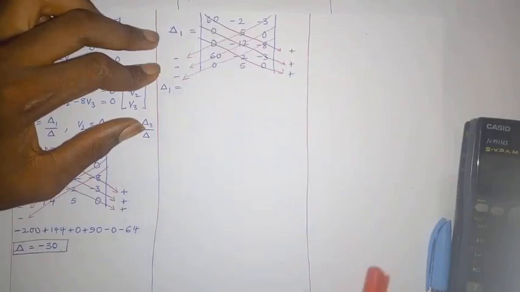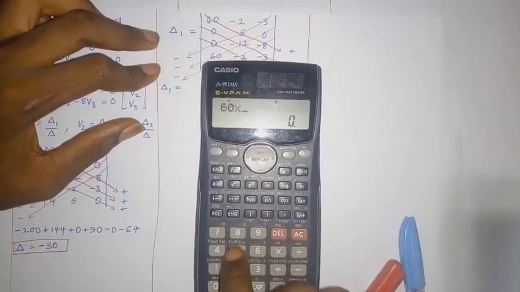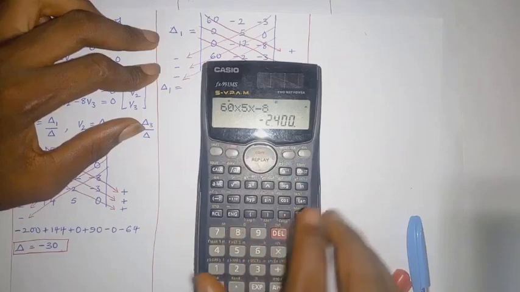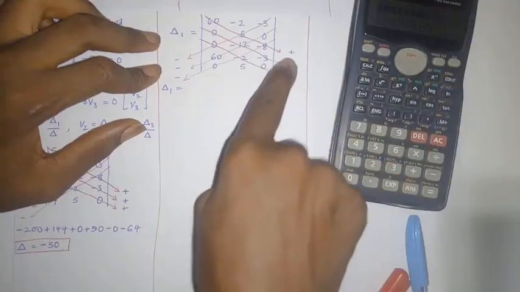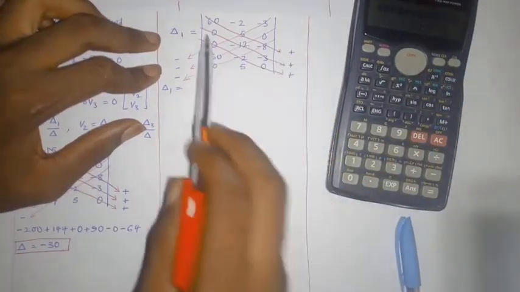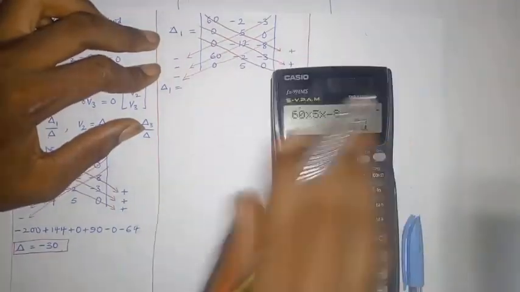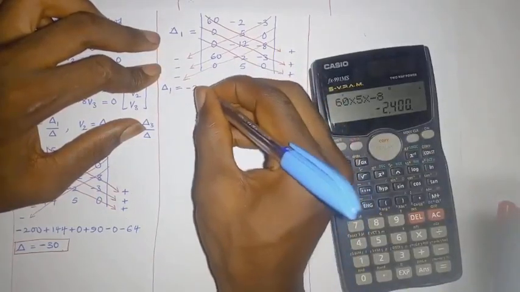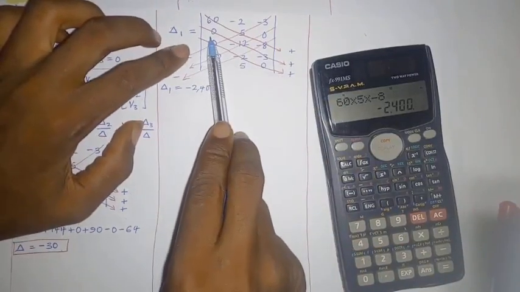This one, 60 times 5 times minus 8. It gives me minus 2,400. Minus 2,400 times this plus. I'm talking about this arrow. It will give me minus 2,400. I don't need to multiply that. Minus 2,400. Then another one, we have 0 here.